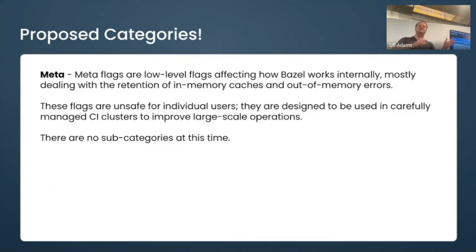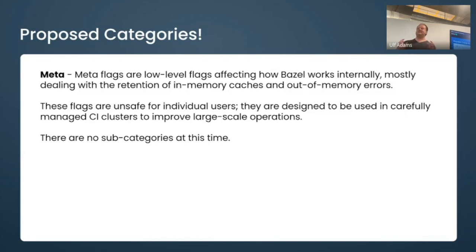I have a meta category, again, not maybe ideally named. These are low-level flags that affect how Bazel works internally, mostly dealing with the retention of in-memory caches and out-of-memory errors. These flags, I would generally consider, unsafe for individual users. I wonder what Google would think with that. Thank you, Lewis, for that contribution.